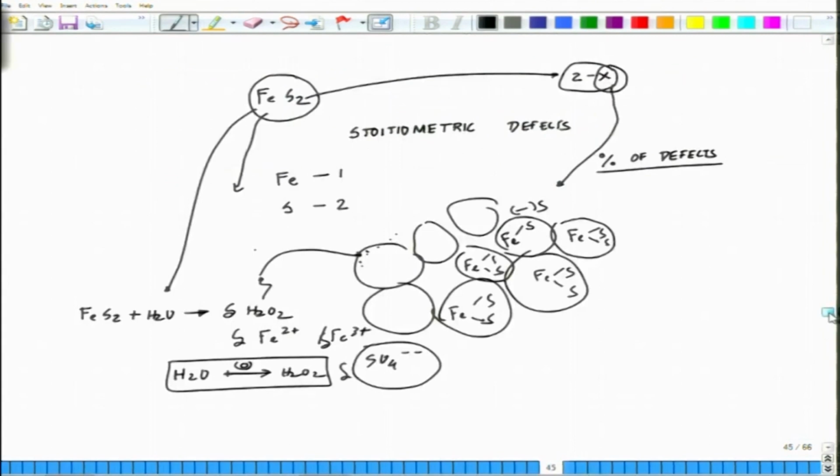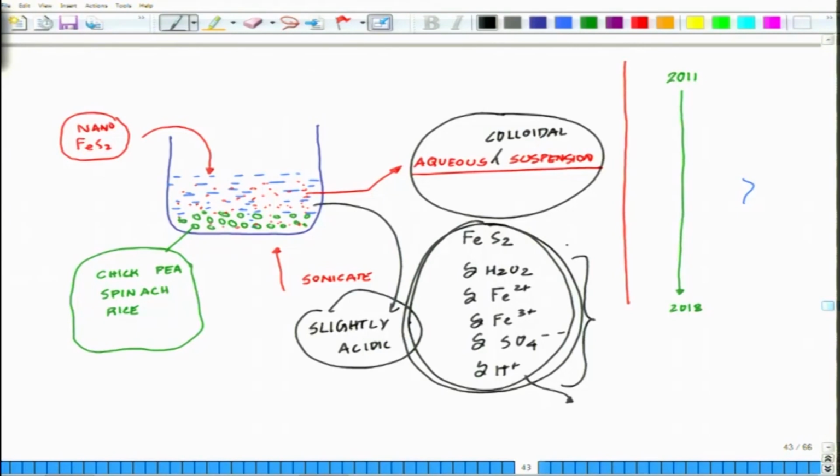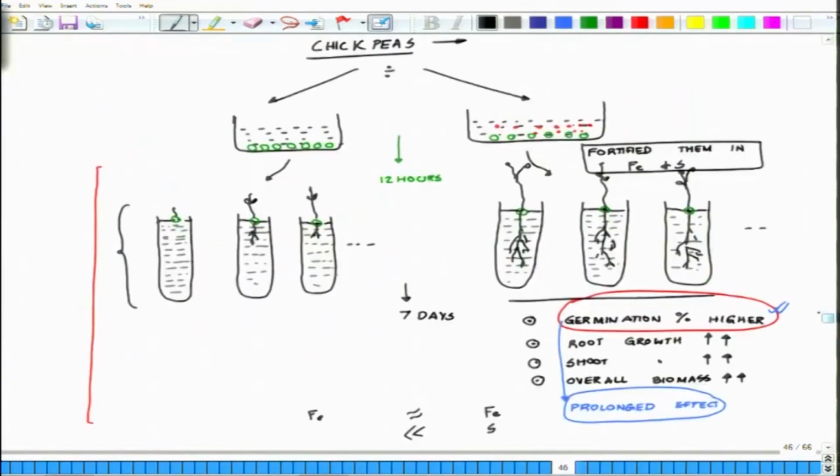Okay. So let's recap what we talked about as of now. We talked about the stoichiometric defect, where I told you there are some atoms where sulfur is deficient. Then we talked about the aqueous suspension having all these components present, and slowly we will divulge the roles of individual components present there. And then we talked about the experiments and the key results, where the germination percentage got higher, the root growth goes higher, shoot growth goes higher, and the overall biomass got higher.